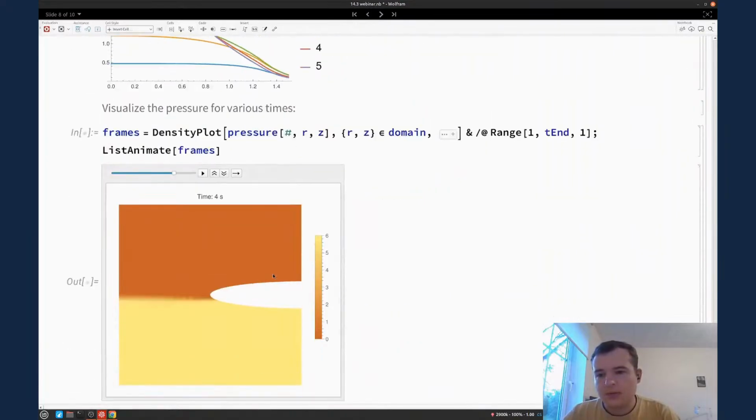The last plot that we have here is the plot for the pressure. So here we can see how the pressure gradient forms.